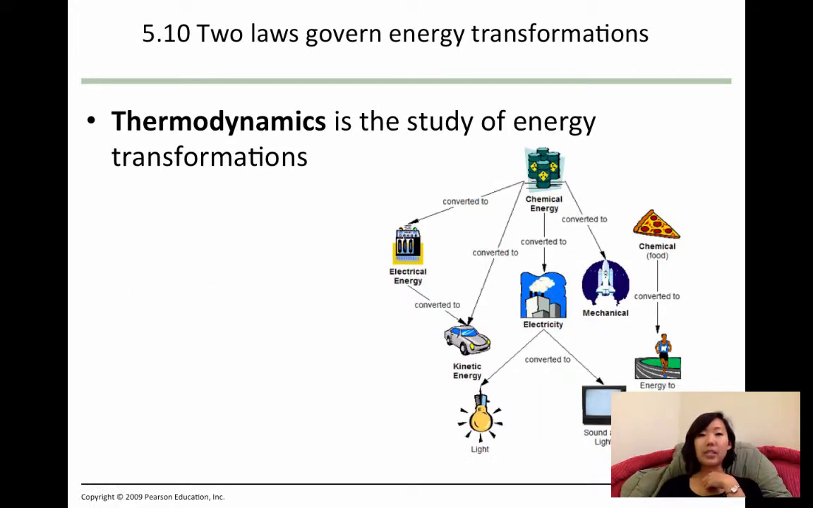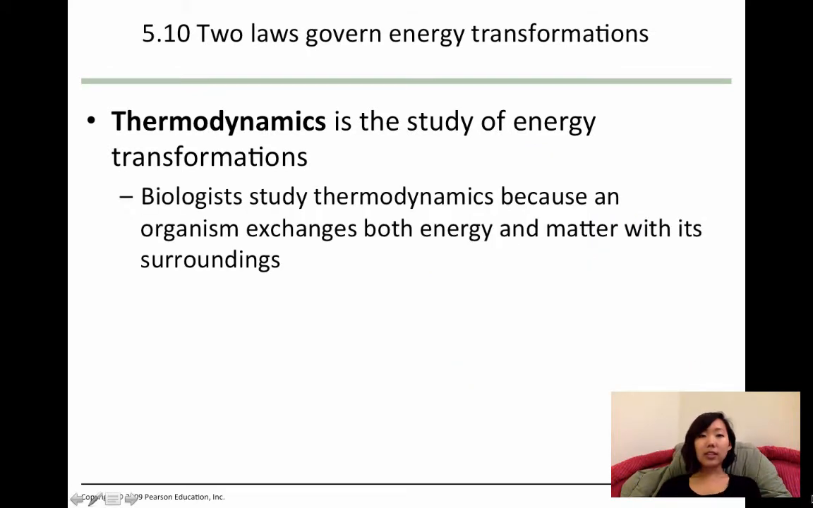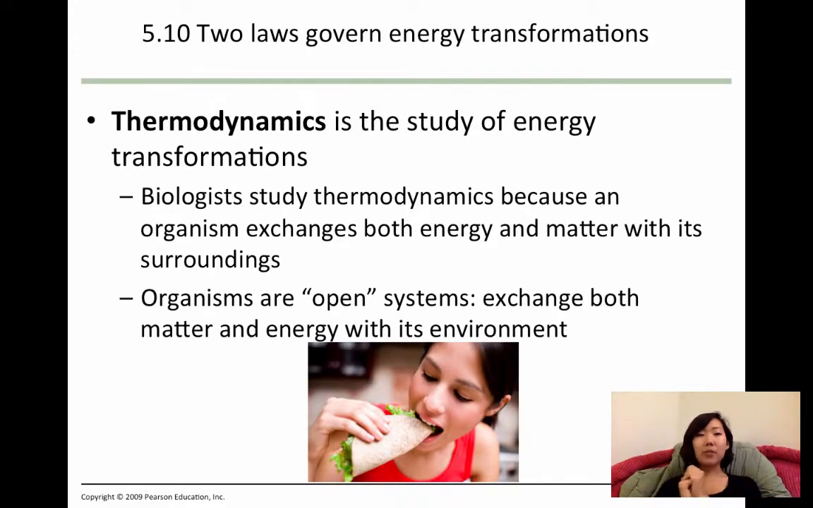So thermodynamics is actually the study of these different kinds of energy transformations. And in biology, we're particularly concerned with this because we want to understand how organisms can exchange energy with the environment. How does it take in energy? How does it change the energy it takes in? How does it release energy? Something important to note is that organisms are considered open systems, which means that they can exchange both matter and energy with the environment. It can do both things.